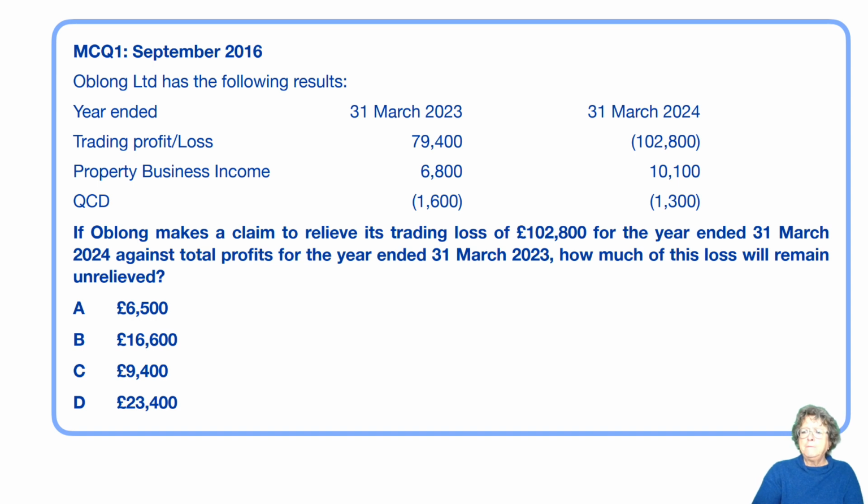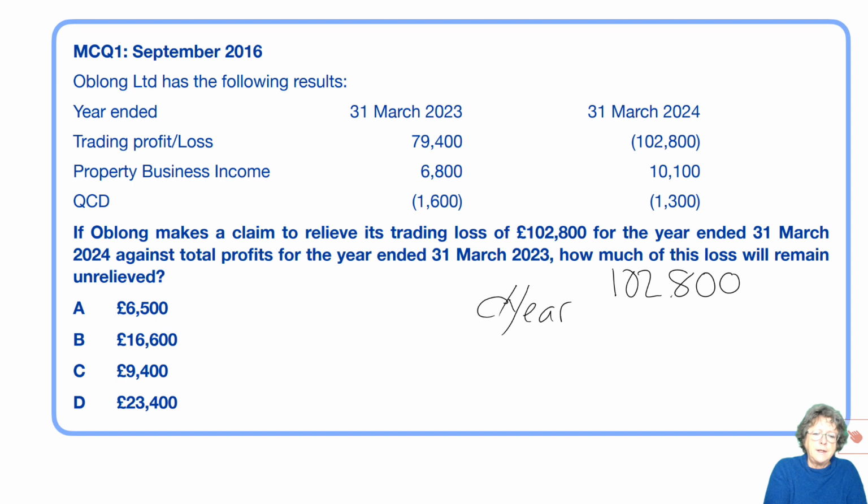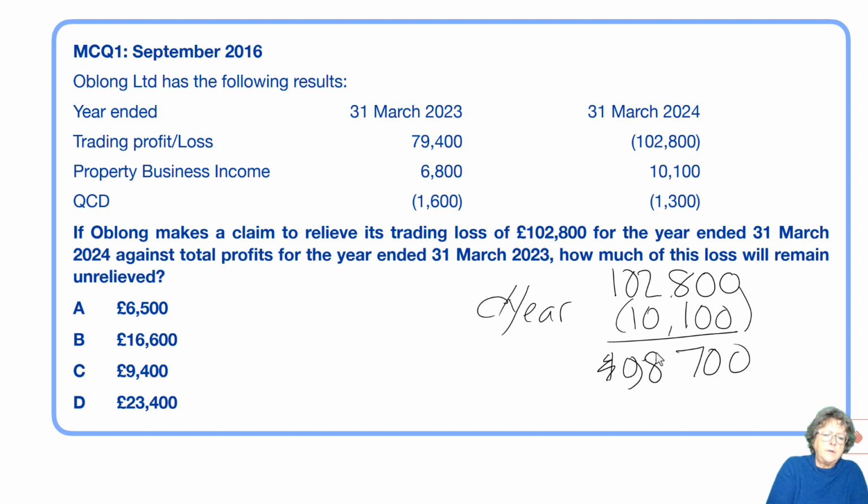Okay, so we have a loss of 102. We have to do a current year claim. We must do a current year claim. Which brings us down to, okay, 7.98. Doing that off the top of my head, not a good idea.